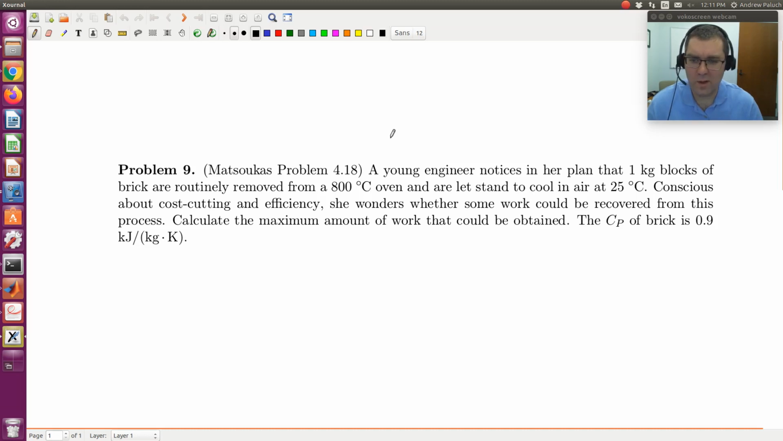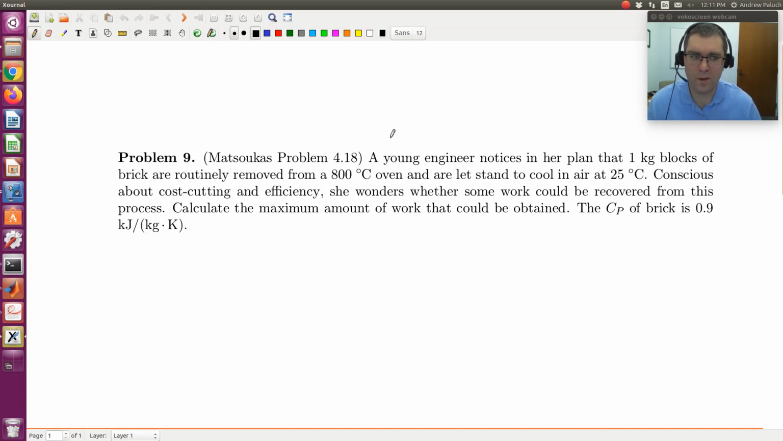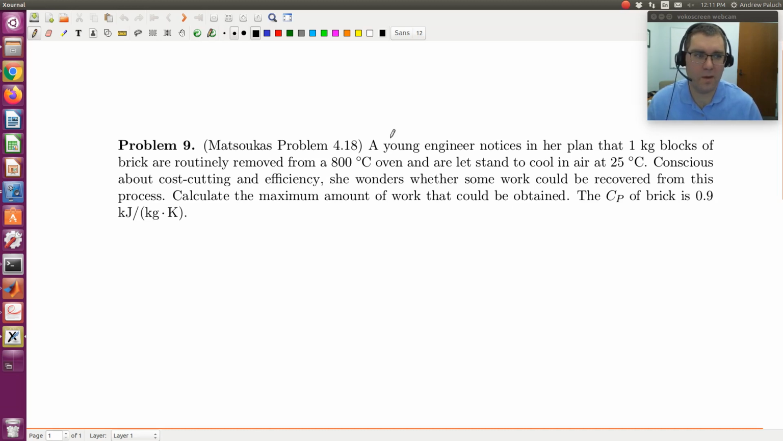The Cp of brick is 0.9 kilojoules per kilogram Kelvin. Before I even start the problem, one thing I want to make a note of, in case I need it: we're given the Cp of brick. Brick is a solid, and typically for solids we can assume that Cp and Cv are equivalent. Our solid's incompressible, so Cp is approximately equal to Cv.